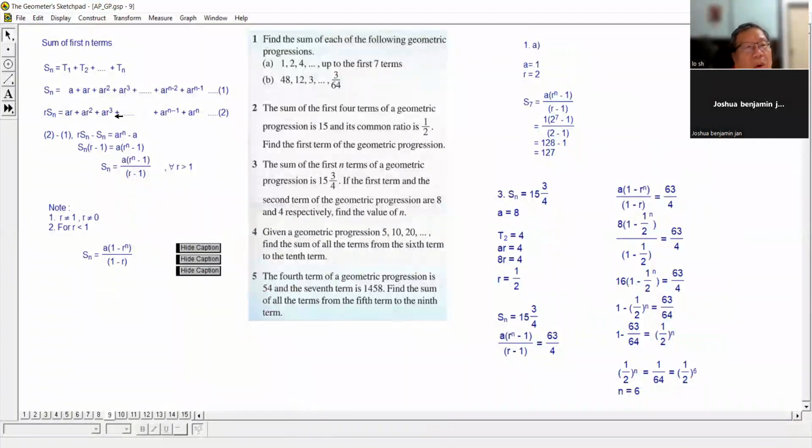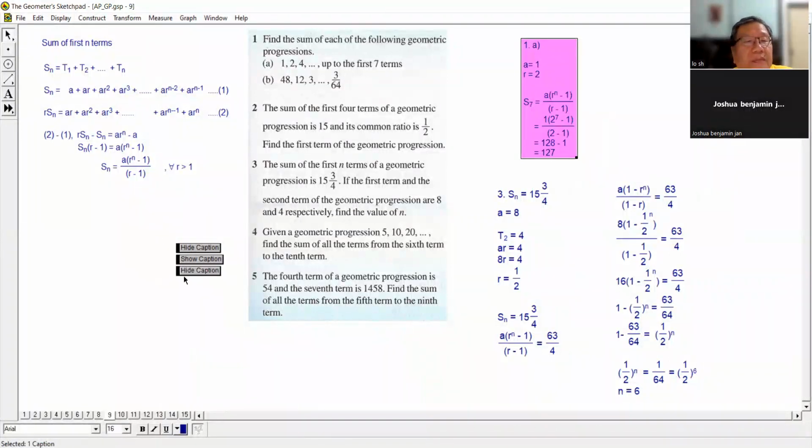Okay, now we go on to the sum of first n terms. Now, how to find the sum of first n terms? Let us understand what is the meaning of sum of first n terms. Sum of first n terms means T1 plus T2 plus T3 until you get Tn, right?